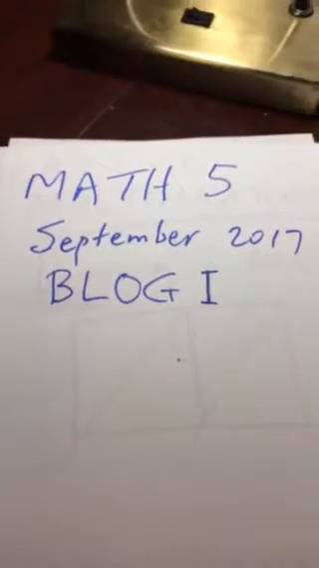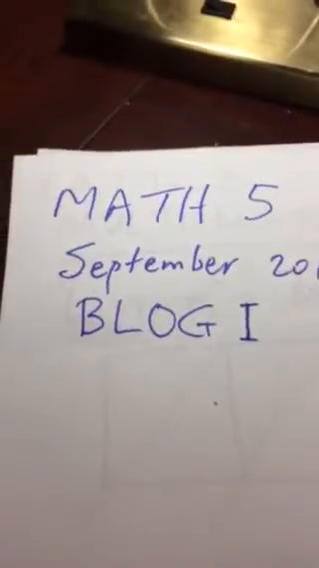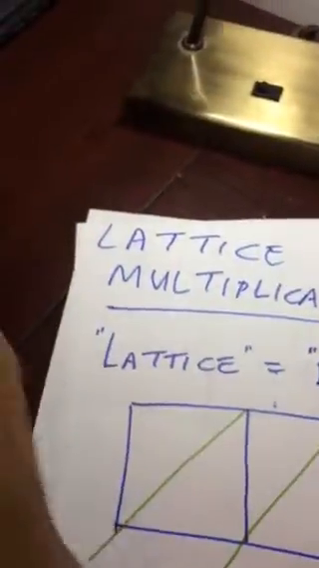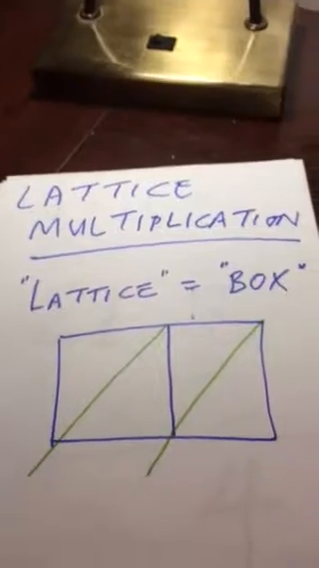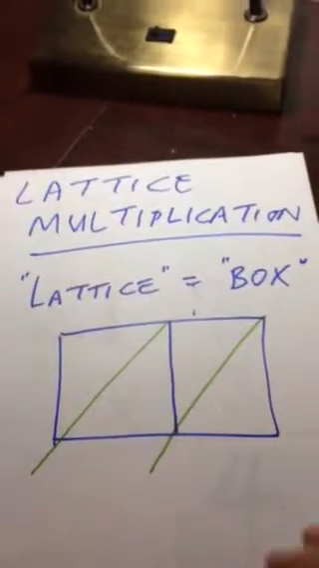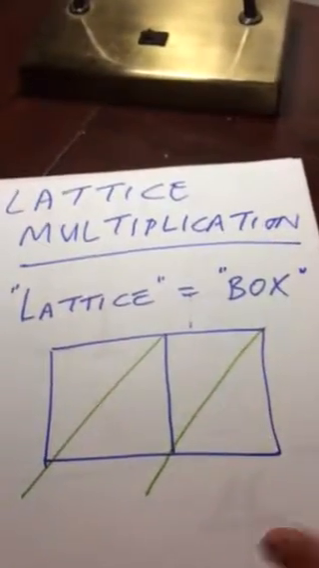This is September's blog. This lesson is on lattice multiplication. All right, so what is a lattice? A lattice is just a box, basically, with parts, that's all.